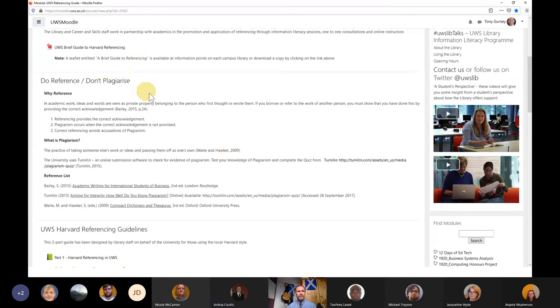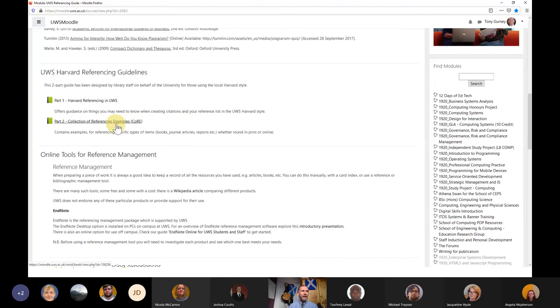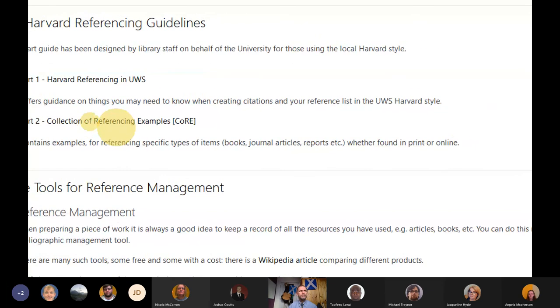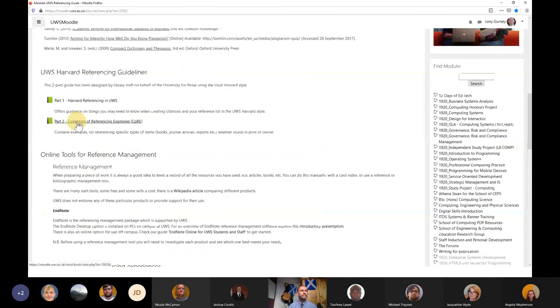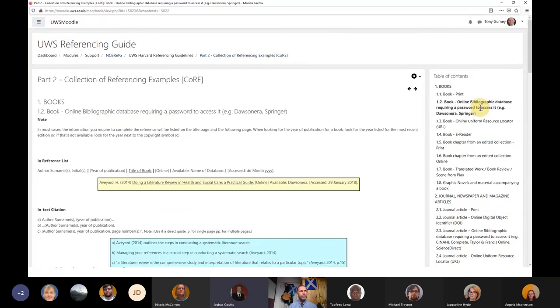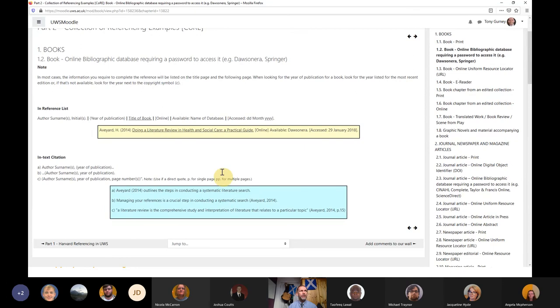So there is a guide to referencing there, but actually the bit I like is this collection of referencing examples. Because I go here, I figure out that I want to reference a book, and it tells me how to do it, both in the reference list, that's the order, that's the bit that you underline, and it shows you how to do it within the report itself. And like I say, I've given up trying to remember it. I just follow the rules.